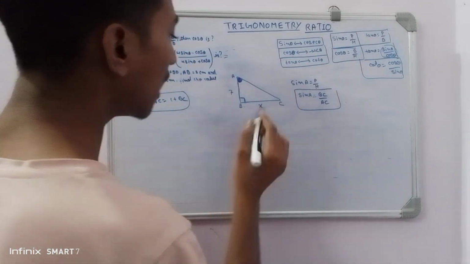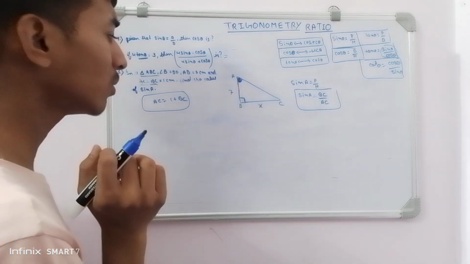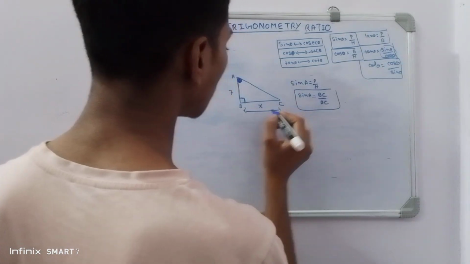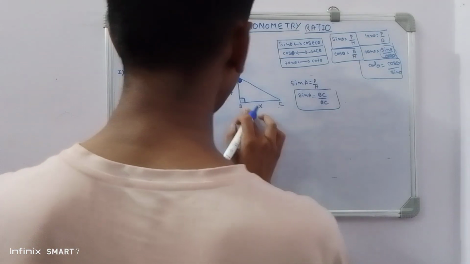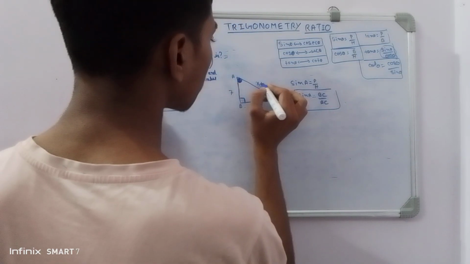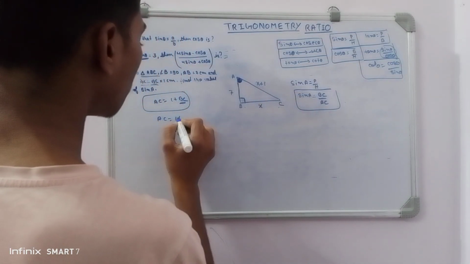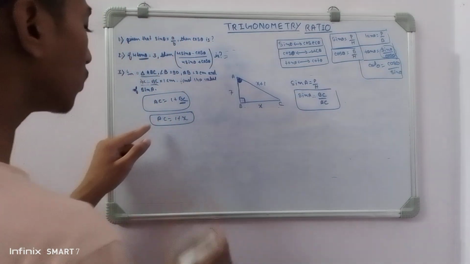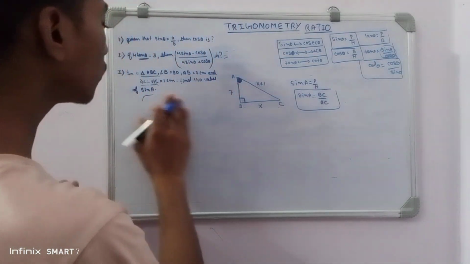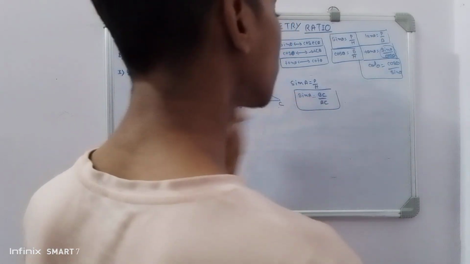Now, as we don't know the value of BC, let's suppose BC is equal to x. So what is going to be AC? AC is going to be x plus 1, because AC minus BC is equal to 1. So AC is equal to 1 plus x. When you are able to find the value of x, then you will be able to find the base and hypotenuse, and get to the answer.